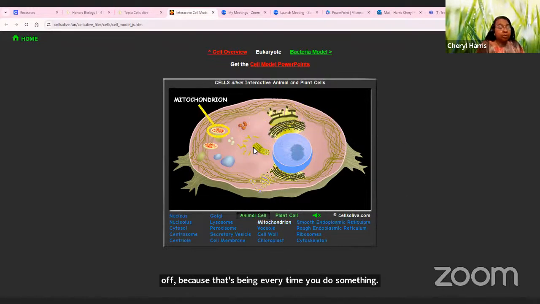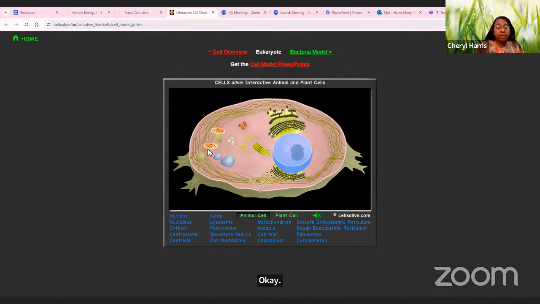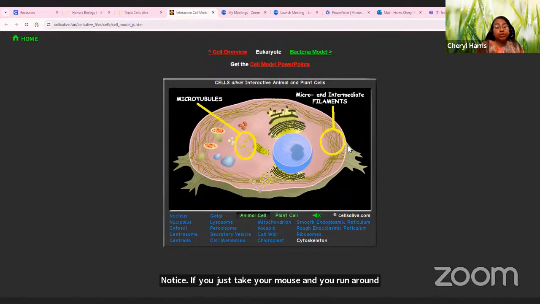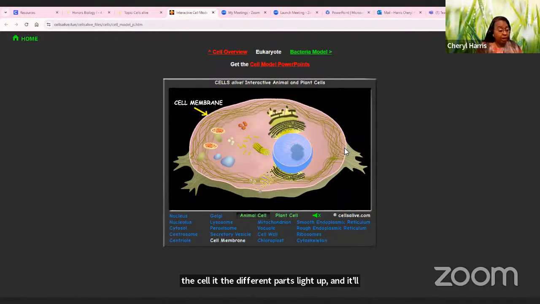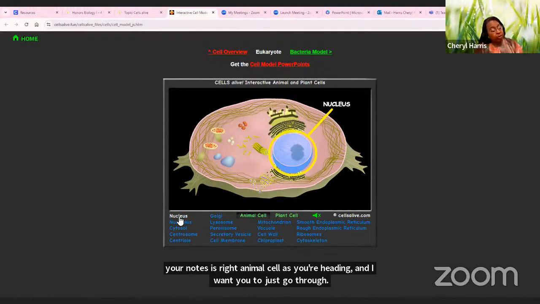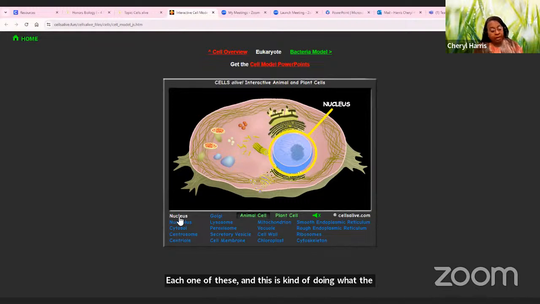Notice if you just take your mouse and run around the cell, the different parts light up and it'll tell you what it is. But what I need you to do in your notes is write animal cell as your heading. And I want you to just go through each one of these. This is kind of doing what the Canvas page was doing, except it's giving you a picture of what it looks like.